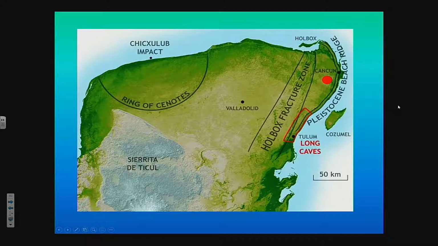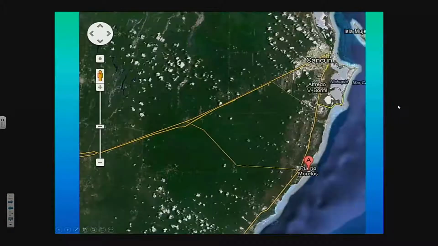I'm not sure how much you talked about the geography of the area so far. Yesterday we kind of did some, but it's always good for them to hear it like 20 times. So this is the general area we'll be working in right here, and we've been working more on the Holbox fracture zone as well. Up to date, you'll be staying in Puerto Morelos here, and we worked a lot along this Ruta de los Cenotes in this area.